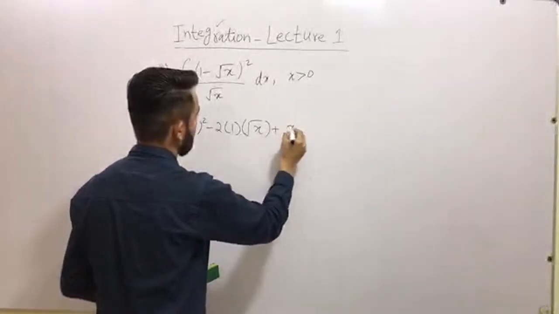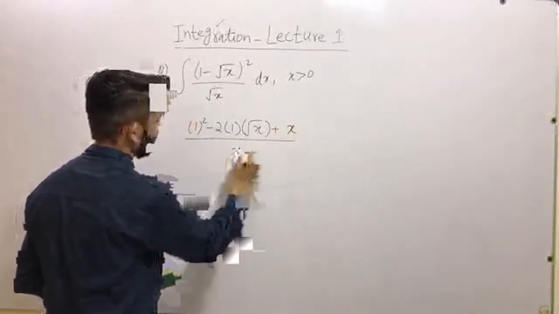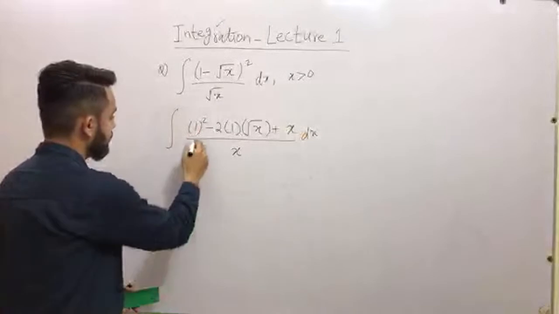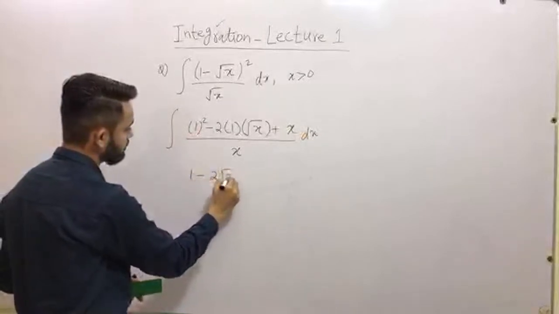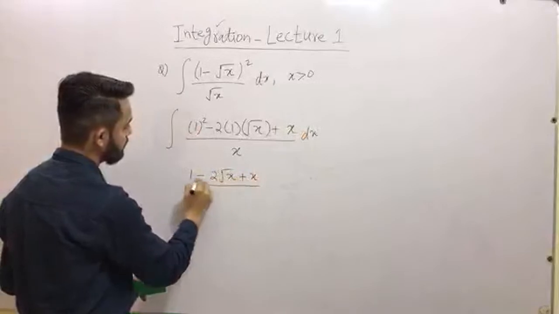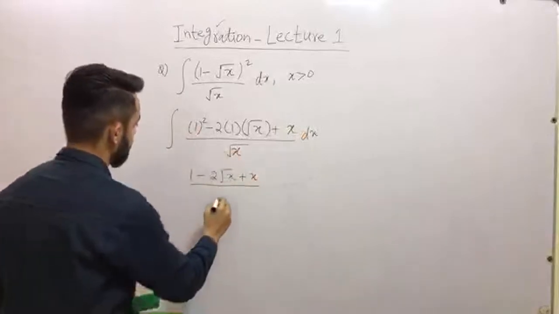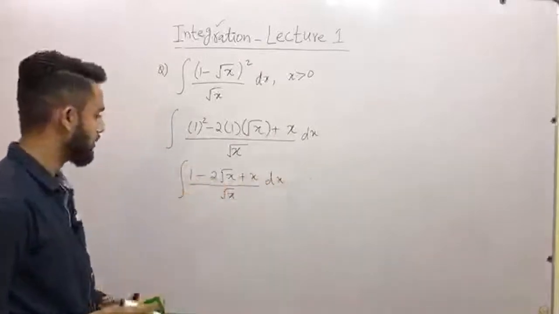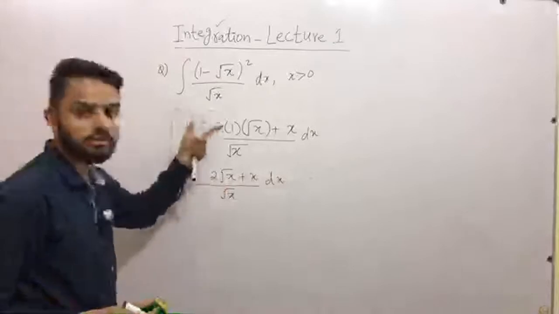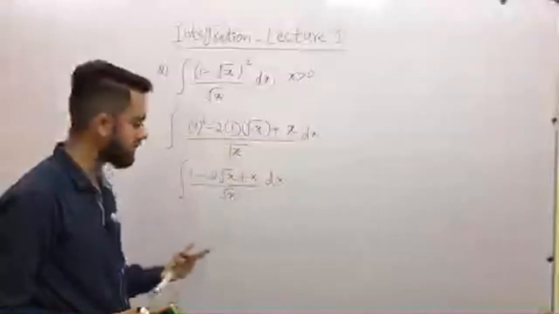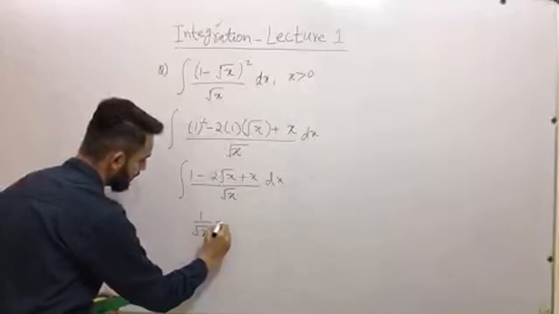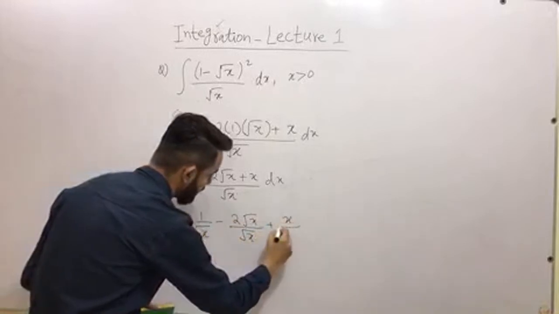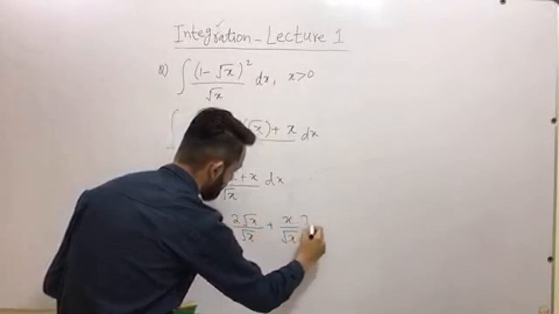So that would be x over x dx. Okay, now 1 minus 2 times square root x plus x over, okay, I missed that square root. Okay, and then square root x dx integration. Now since I just evaluated the first step, which was expanding the formula in the numerator, now we have 1 over square root x minus 2 times square root x over square root x plus x over square root x dx.